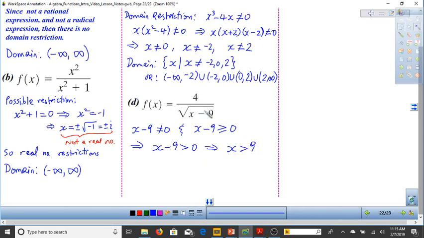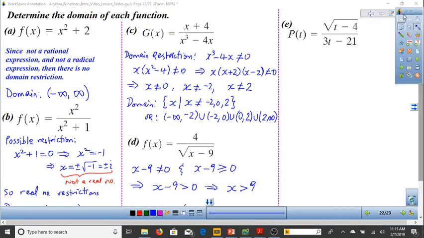If x is equal to 9, we'll have 9 minus 9 in the denominator. The square root of 0 is 0, but we can't divide by 0. If we have a number less than 9, we'll get a negative under the radical. That doesn't work. But if we have a number greater than 9, we are fine. So the domain here is parentheses 9 to infinity, because we're saying numbers to the right of 9.